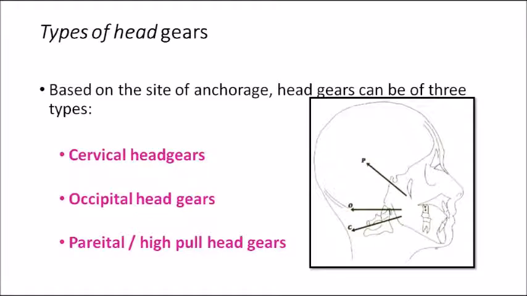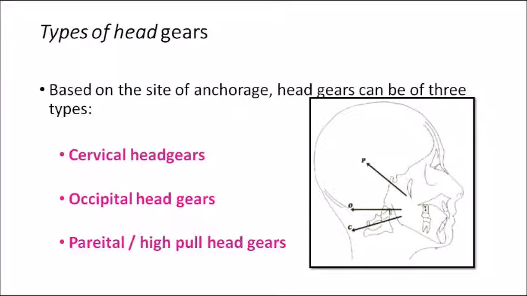Now based on the site of the anchorage, the headgears can be three types. So cervical headgear, as the name suggests, is taking anchorage from your cervical region, that is your neck region. Now occipital headgear is one component which takes the anchorage from the occipital region of your head, and the third one is the parietal region, where the anchorage is derived from the higher part of your skull. So this is the basic classification of the headgear based on the site of the anchorage.